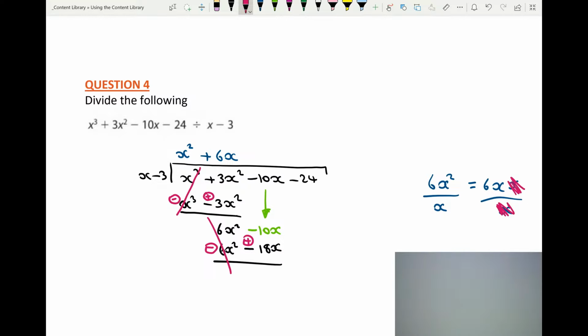And then I have minus 10x plus 18x. So again, if you can use your calculator, it could help. Minus 10 plus 18 will give you 8x. And my final step is I now need to bring into play this minus 24. Okay, and now we're going to divide all over again.